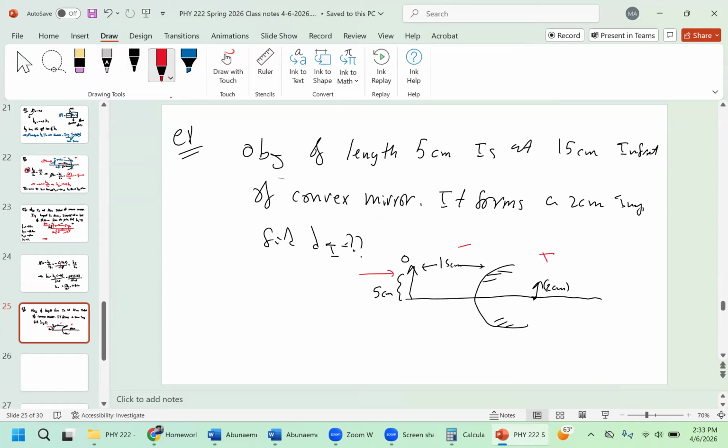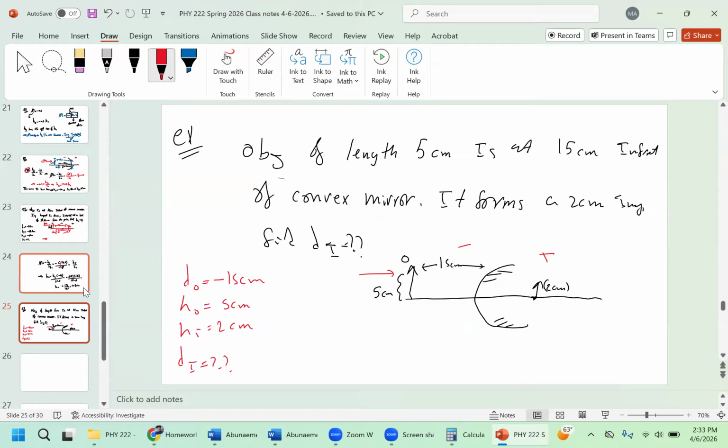So basically, let me go ahead and write them down. Your distance of the object is minus 15 centimeters because it's the negative side. Your height of the object is 5 centimeters because we're going on top. Your height of the image, we said, is going to be 2 centimeters. And find the distance of the image.